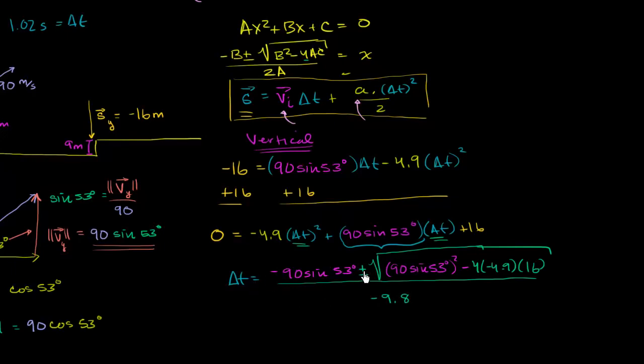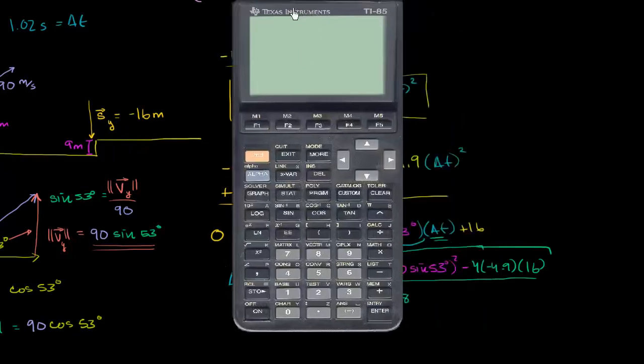And I'm just going to focus on the positive version of it. I'll leave it up to you to find the negative version and see that it will give you a negative value for change in time. And that's nonsensical, so we only care about the positive change in time, where we get to a displacement of negative 16 meters. Let's get the calculator out.